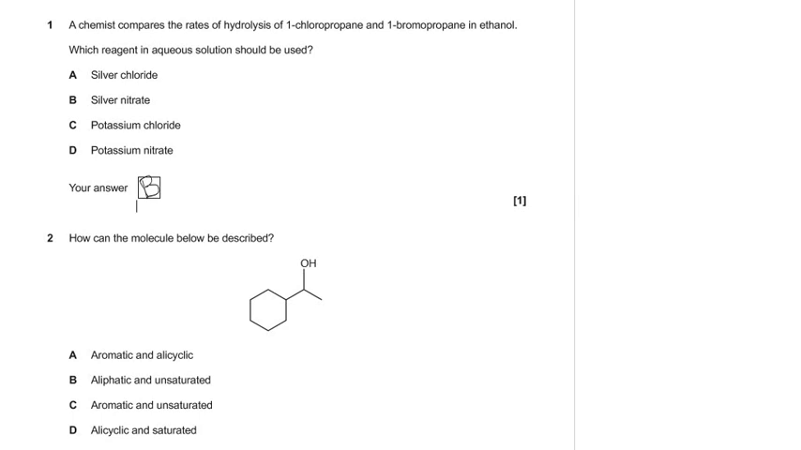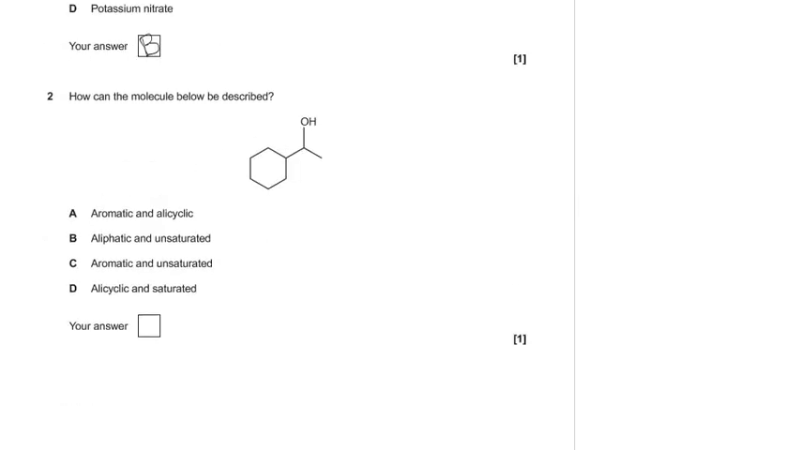For question 2, how can the molecule below be described? Well, what they're really saying is, what would we describe these structures as? And what we have that's important to take note of here is a ring system, which immediately tells me that this is going to be alicyclic. This is not an aromatic ring. And we can also see a lack of double bonds, meaning it's a saturated compound. So we should be saying that this is an alicyclic saturated compound, which is D.